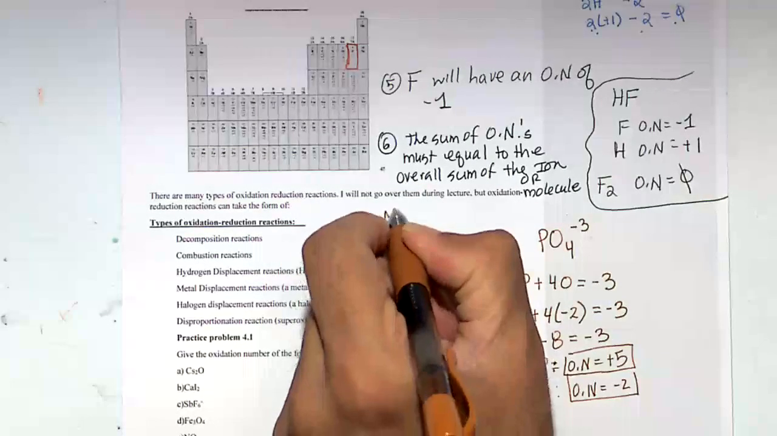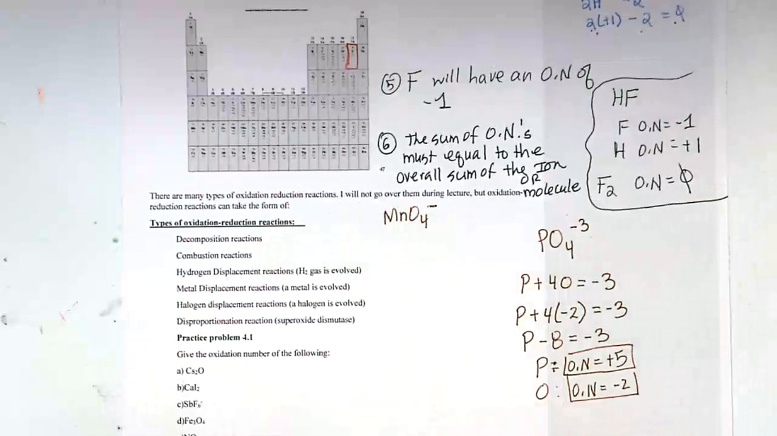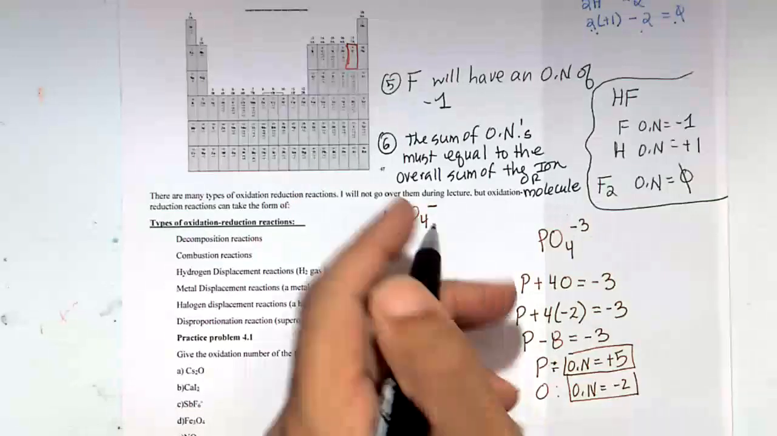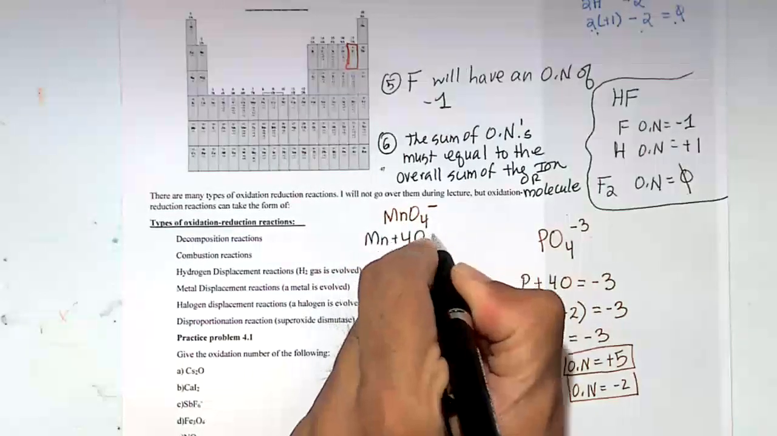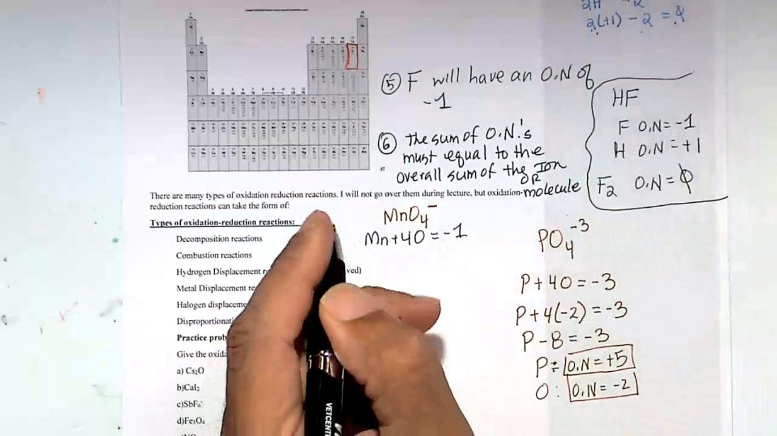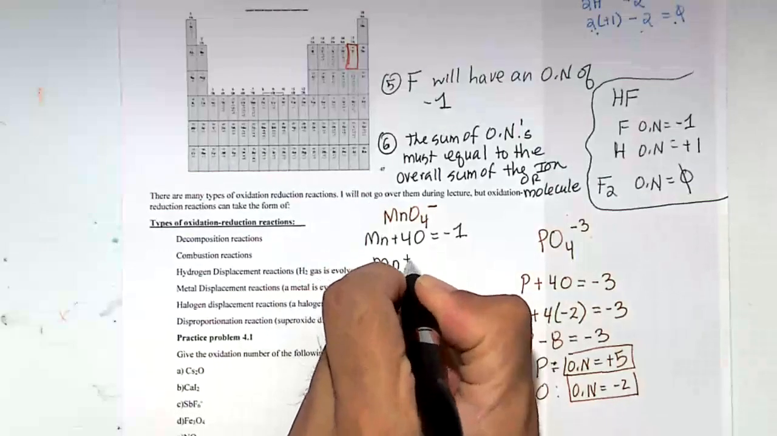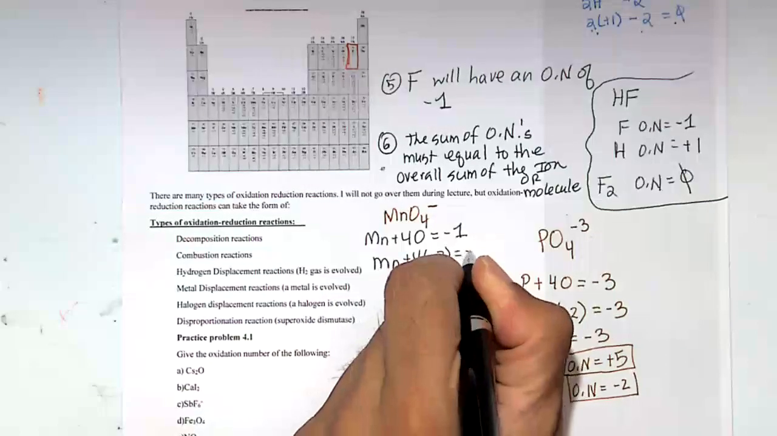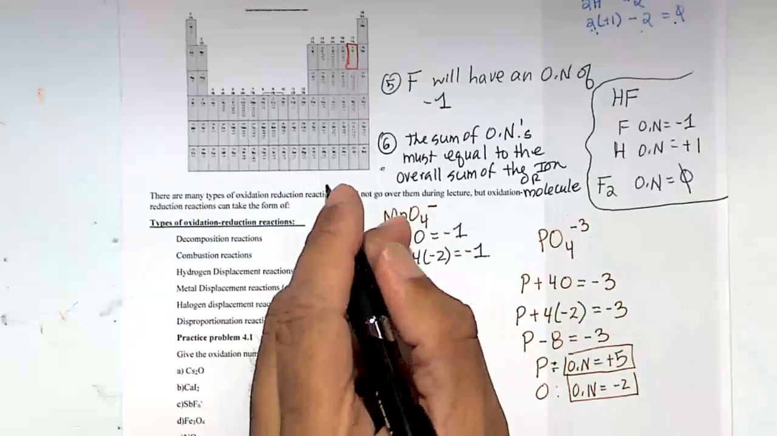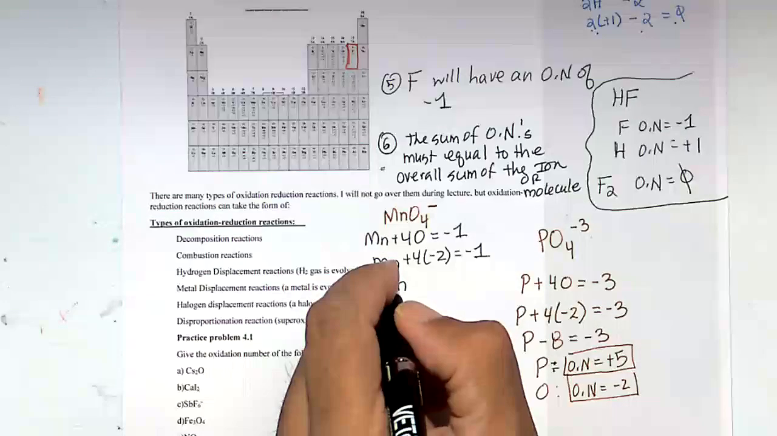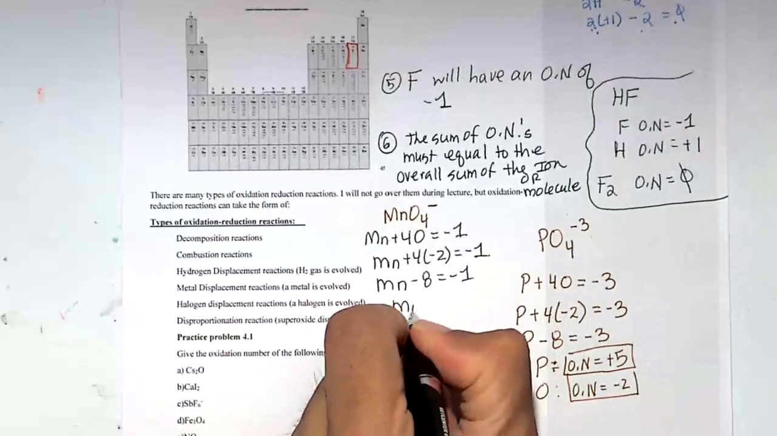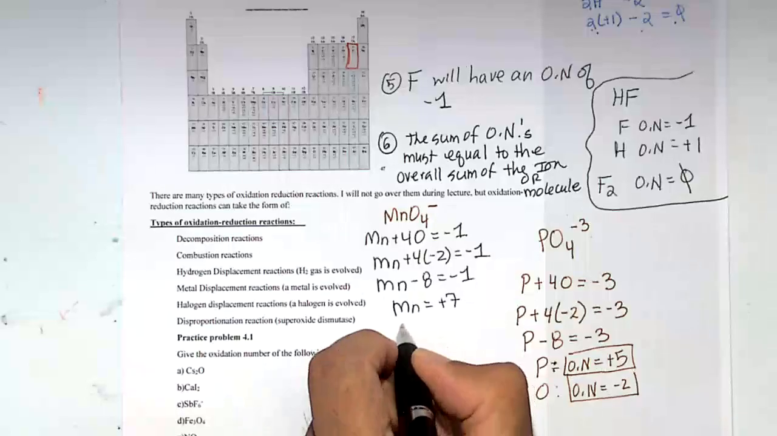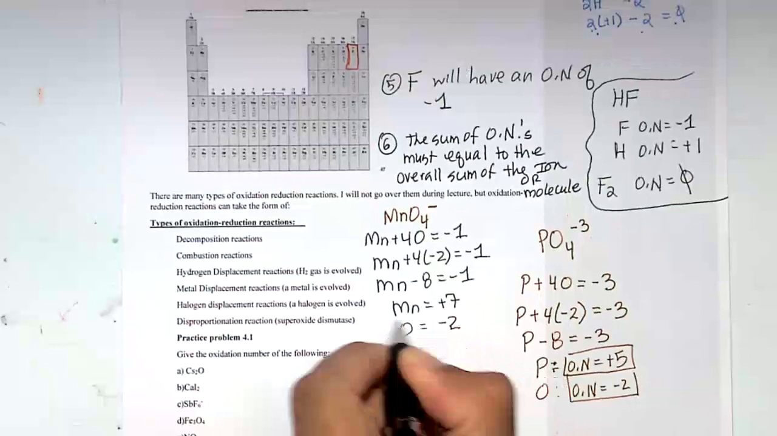How about this one here, MnO4 minus? What are the oxidation numbers of the oxygens and the manganese in MnO4 minus? So you're going to do Mn plus 4 oxygens is equal to -1. What is the oxygen oxidation state? -2. And then here we'll just solve for the transition metal manganese. So here Mn is going to be +7, and oxygen is going to be -2.